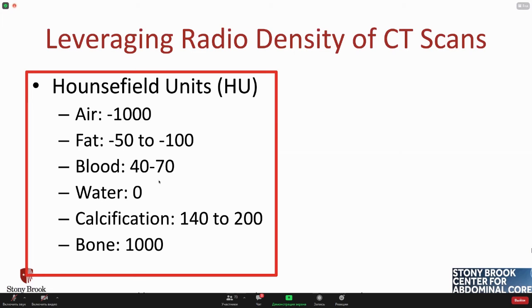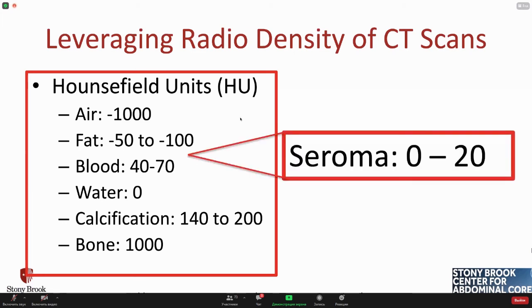Water is about 0. But what's important is seromas. Why? Because we see seromas a lot. And you always get the question: okay, should I drain this thing? Should I not? What is it? Is it infected? But seromas for the most part are 0 to 20 Hounsfield units. So you can really use this to guide how you're going to deal with this complication.